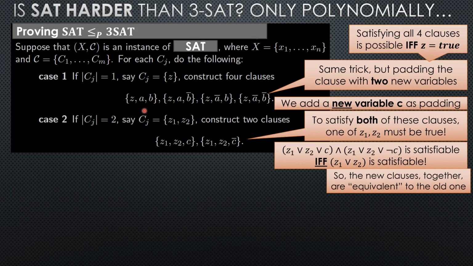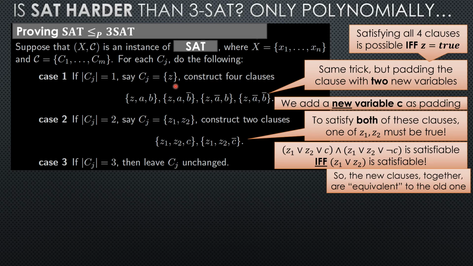So we're including all the combinations of a and b, plus a minus b, minus a plus b, minus a minus b, intuitively, so that no matter what our choices of a and b are, we can't satisfy all 4 of these clauses unless z is true. So we've constructed 4 new clauses that, taken together, are equivalent to the single clause in the original sat instance.